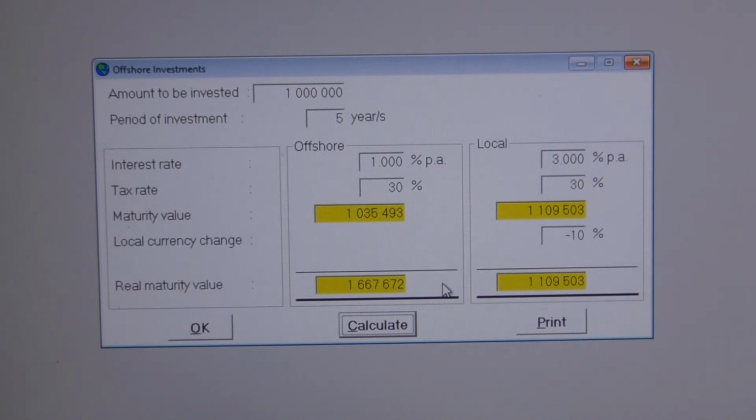We can see that our local investment would be worth 1,109,503 Rand. Because the offshore interest rate is less than the local rate, the foreign investment would be worth a little less than the local amount, but the depreciation of the Rand means we would get 1,667,672 Rand when we bring the money back to South Africa, and this means about 50% more in this example.